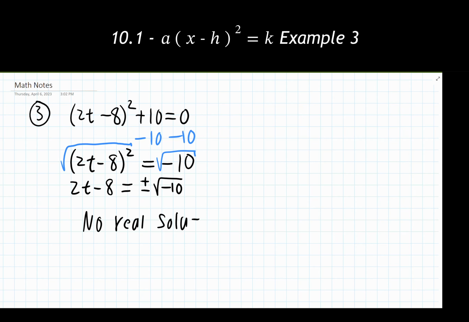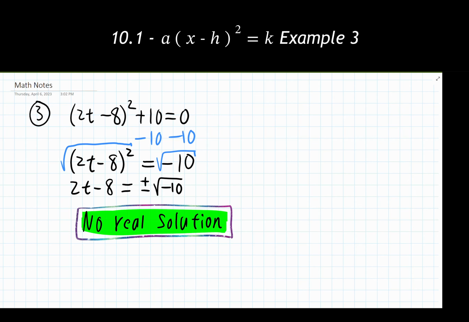Or no solution from here. Either one works. So this one looks like we could do more with it because the left side has that 2t minus 8. But as soon as we get to the point of us having imaginary answers showing up, more often than not, that's where we can stop and just say no real solution, and then we're done.